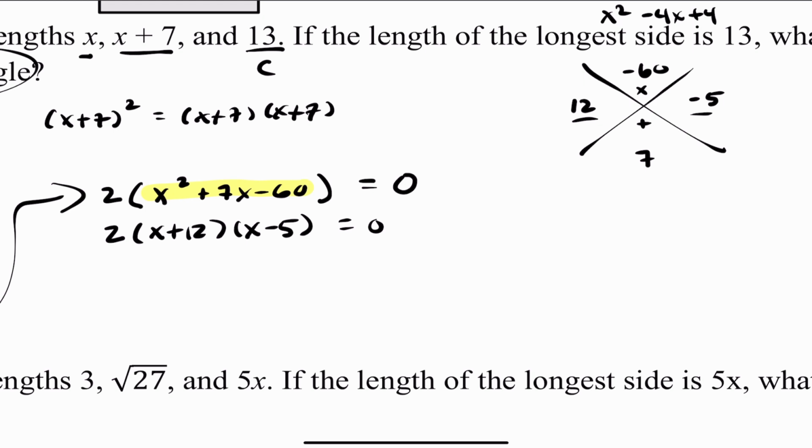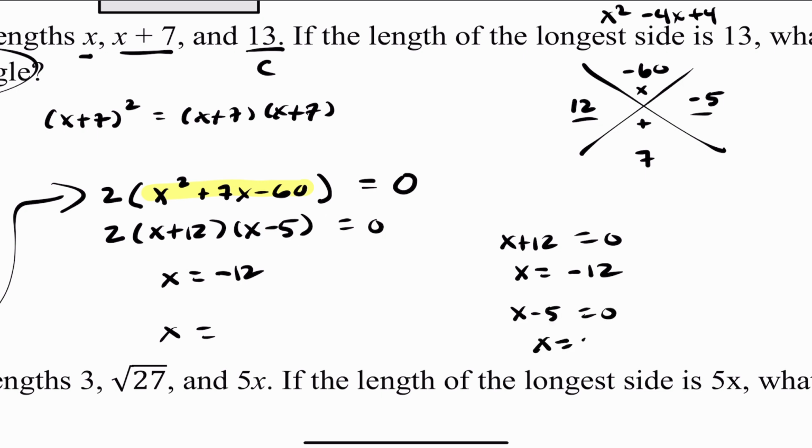And then, okay, what are the x values? So x equals. Take this factor, set that equal to 0. So x plus 12 is equal to 0. If I subtract both sides by 12, I get x equals negative 12. So negative 12 is one of my answers. And you have this other factor. I have x minus 5 equals 0, so x is equal to 5. So my two answers are x equals negative 12 and x equals 5.